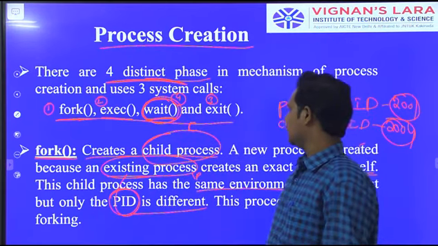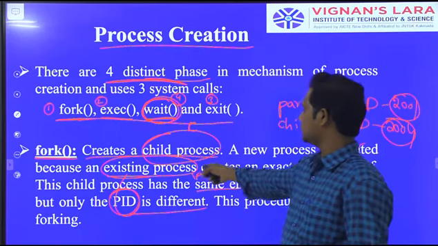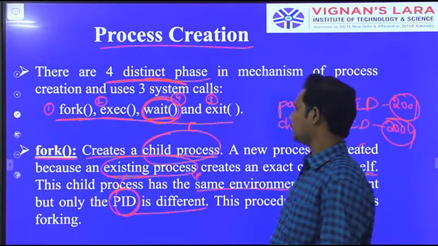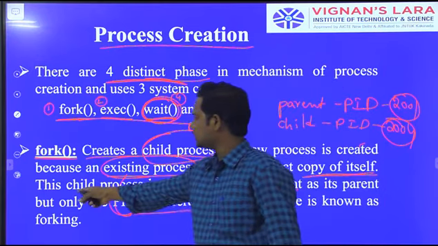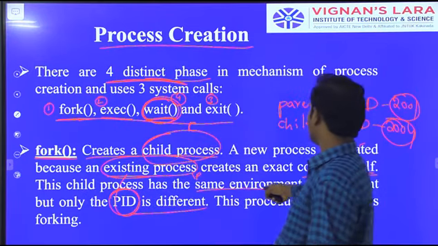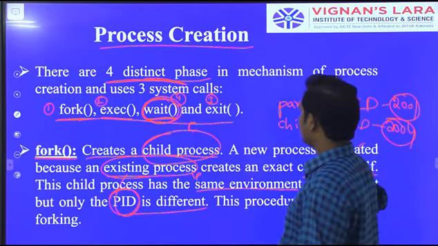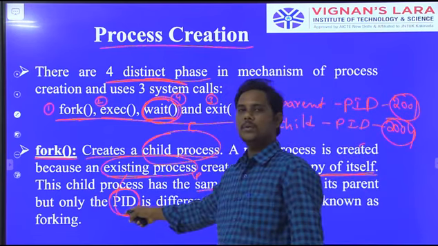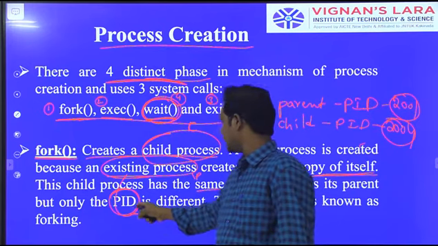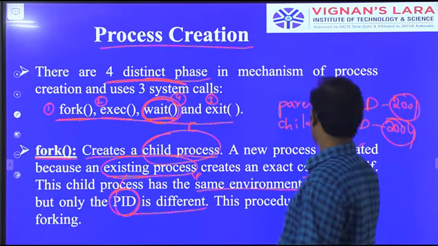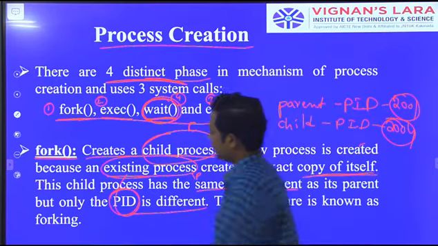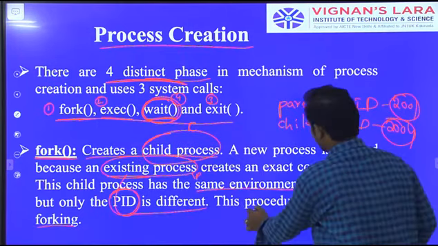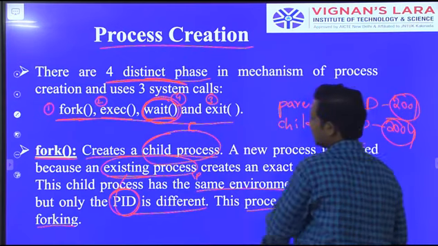Here, an existing process means a parent process, and a newly created process means a child process. The child process has the same environment as the parent; the only difference is the process ID. This procedure is known as forking, and it is called fork.